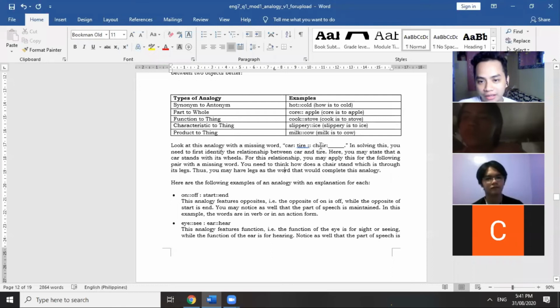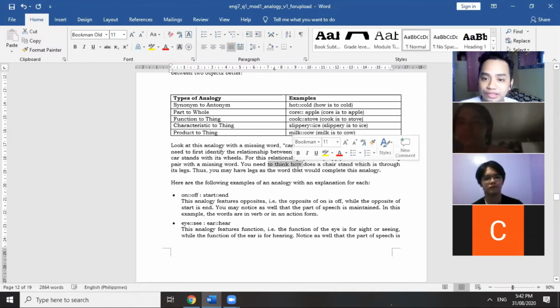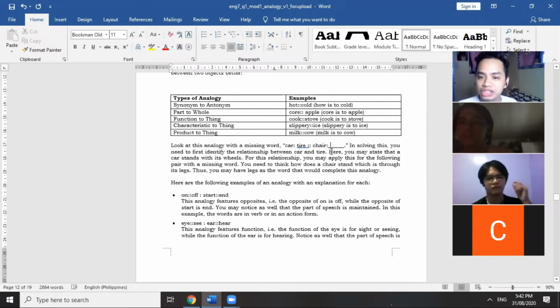Look at this analogy with a missing word. Car is to tire. Chair is to what? So what do you think should be the answer? In solving this, you need to first identify the relationship between the car and the tire. Here, you may state that a car stands with its wheels, right? For this relationship, you may apply this for the following pair with the missing word. You need to think how does a chair stand, which is through its legs. So the answer for this one would be chair is to legs. Thus, you may have legs as the word that would complete this set of analogy.